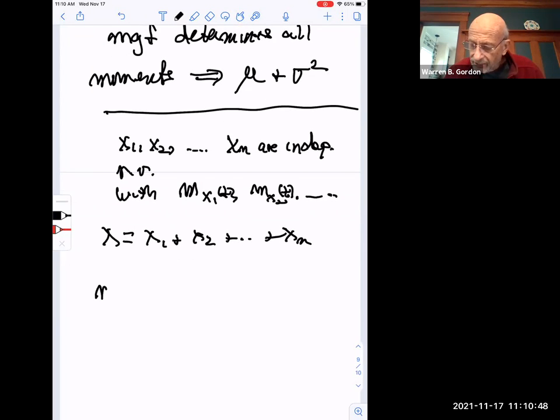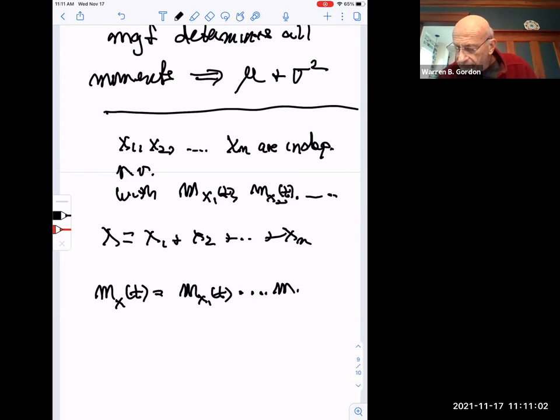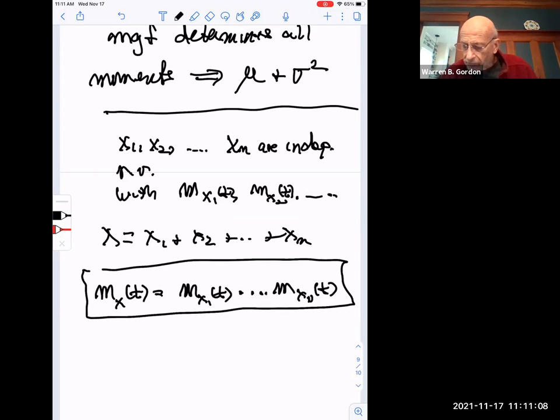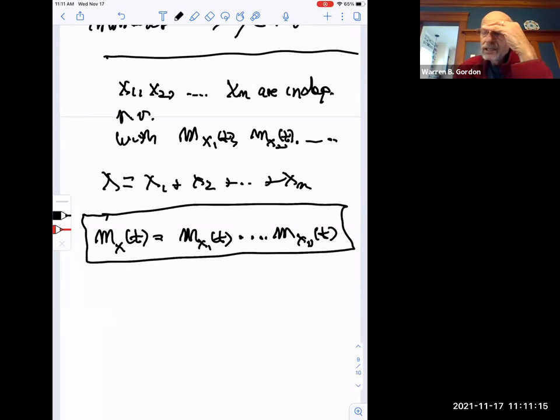Then the theorem says that the moment generating function of the sum is the product of the individual moment generating functions. That's an interesting and powerful result. And the proof of that is really very simple. Let me walk you through it. And we're going to use it a lot in the next chapter or two.